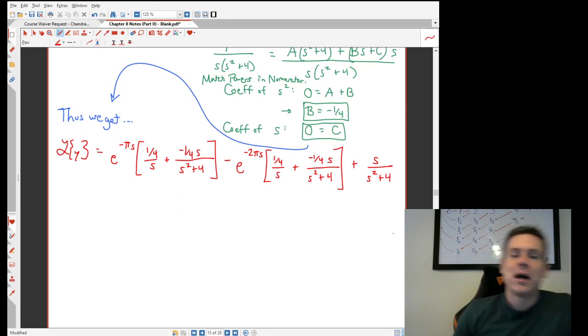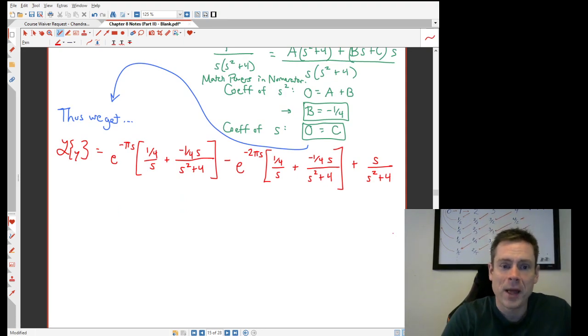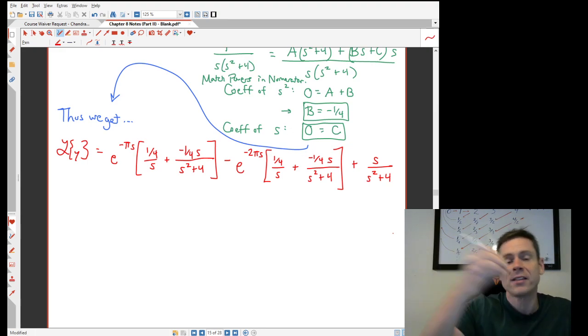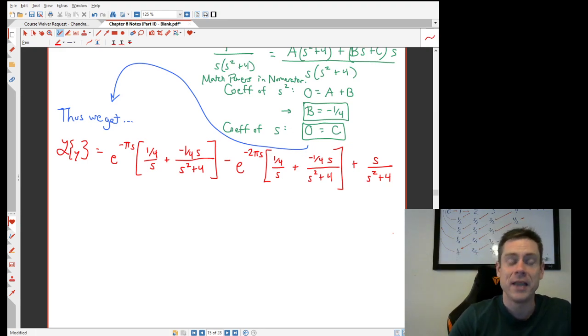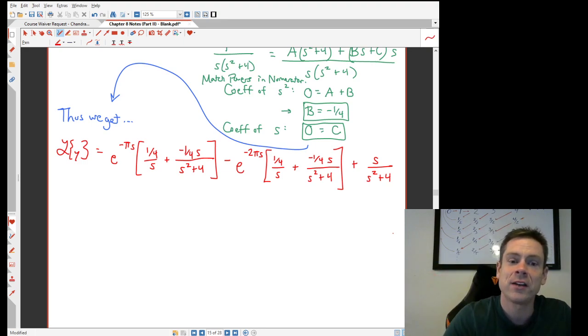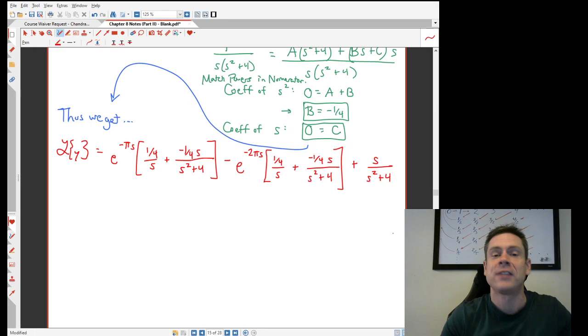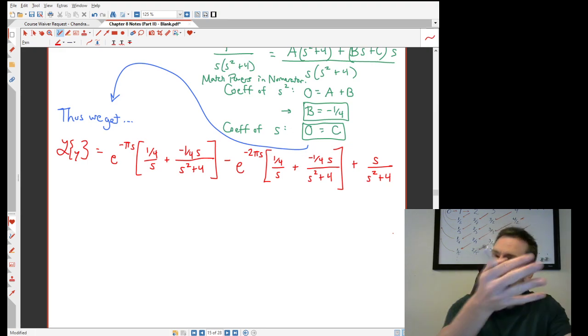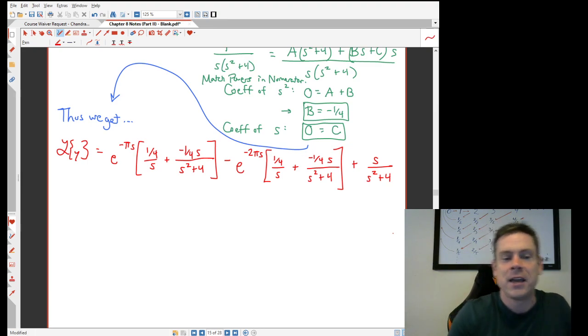Okay, so we got a lot going on here, but I think you can see where this is going. We can take the inverse Laplace transform of all of the different pieces here to get to our answer. If you need to multiply this exponential through to see all the different pieces, that's cool. I'm going to read this off and move things along. So, inverse transform time.